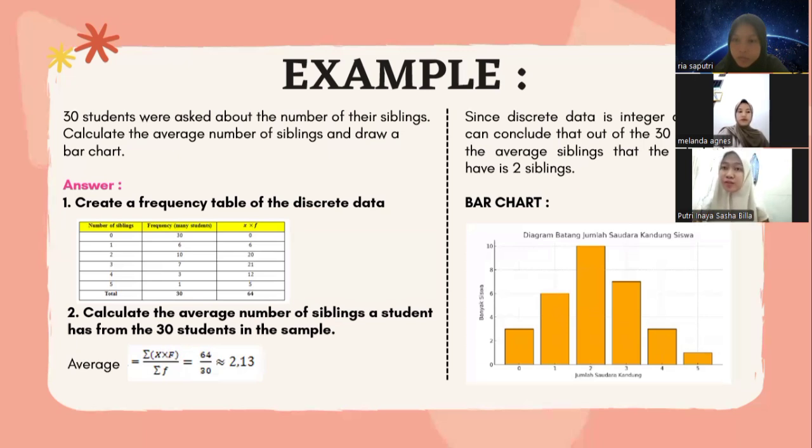Okay, next, the bar chart. Then we can create a bar chart like the one I display on the screen, where the x-axis represents the number of siblings and the y-axis is the number of students.